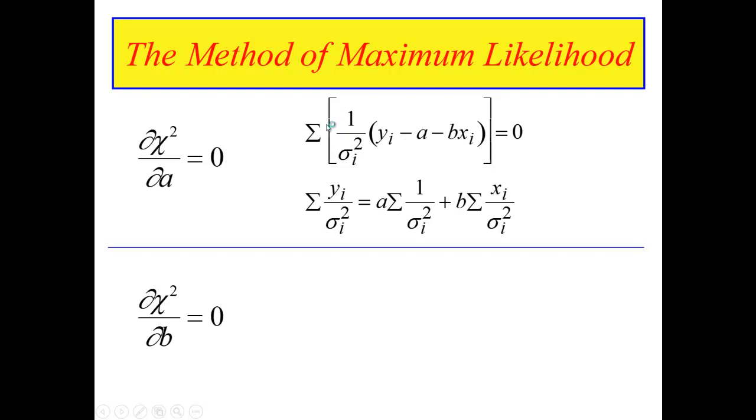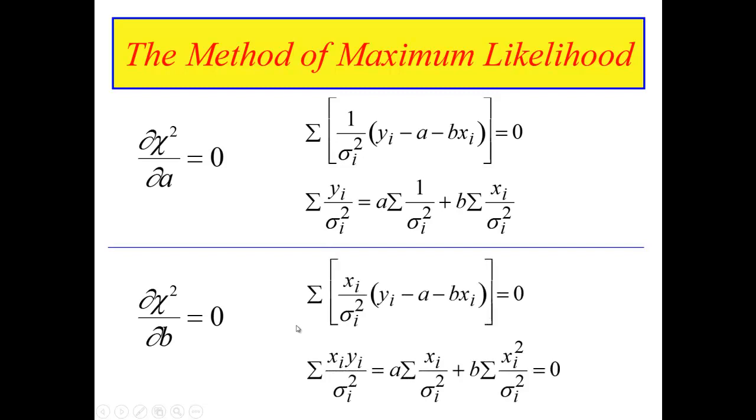Then, if we just remember that the sum of this expression could be written as individual summations, and then we take the A term and the B term and the sums involving those and move those over to the right-hand side of the equation, we get this result here. The sum of y sub i over sigma i squared is A times the sum of 1 over sigma i squared plus B times the sum of x_i over sigma i squared. So we're going to need these summations using our measured data points in order to solve these equations.